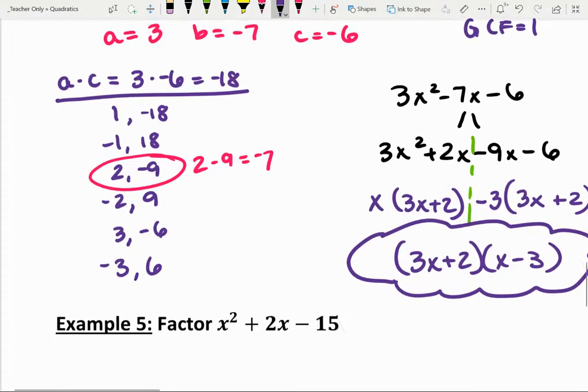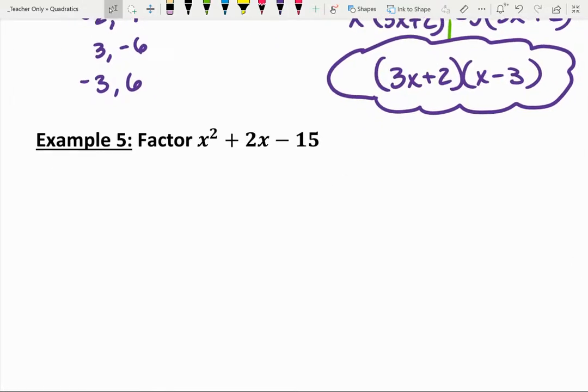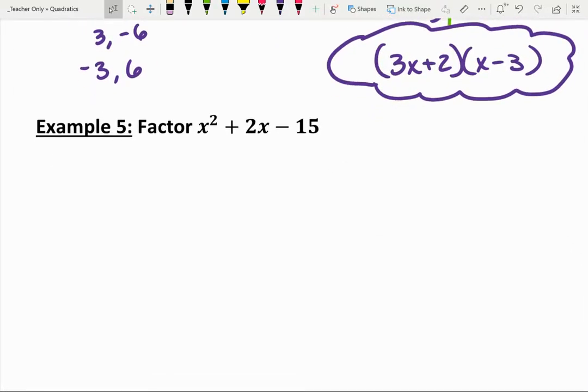All right, just one more example here. You're doing a great job. Once again, this one is in standard form. It has a greatest common factor of 1. We need to identify our A, B, and C values. Now, looks like we don't have an A value in front of x squared. So remember, if we don't have a number in front, there's really a ninja 1 there. So our A value is 1, our B value is 2, and our C value is negative 15.